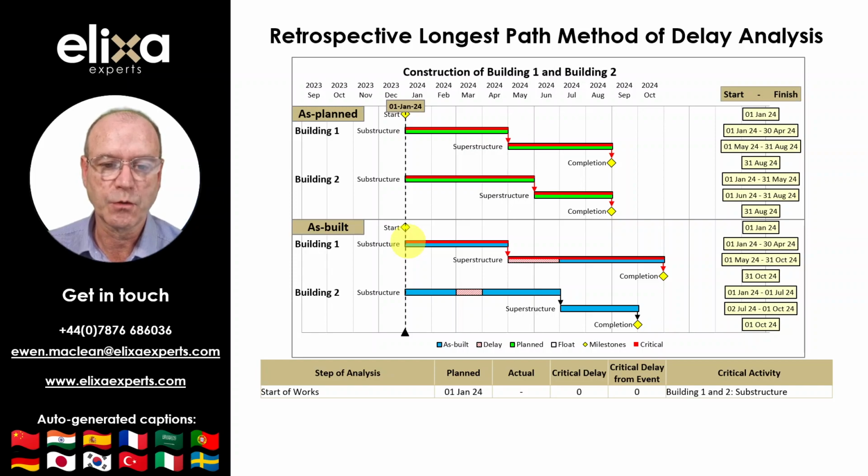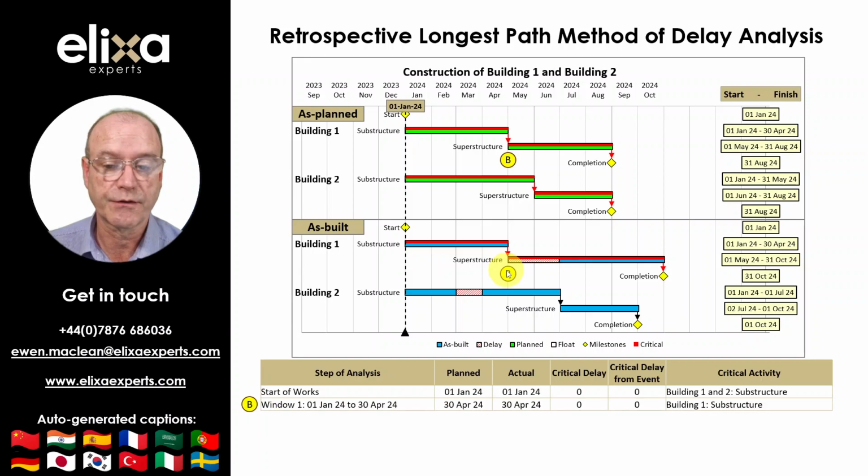So, the start of the Building 1 substructure commenced on the 1st of January as shown by point A in the as-built program. This corresponds to a planned start date of the 1st of January in the as-planned program. Since the dates are the same, there has been no delay at the 1st of January. The finish of the Building 1 substructure was achieved on the 30th of April as shown by point B in the as-built program, which corresponds to a planned finish date of the 30th of April in the as-planned program. Since the dates are the same, there has been no delay at the 30th of April.